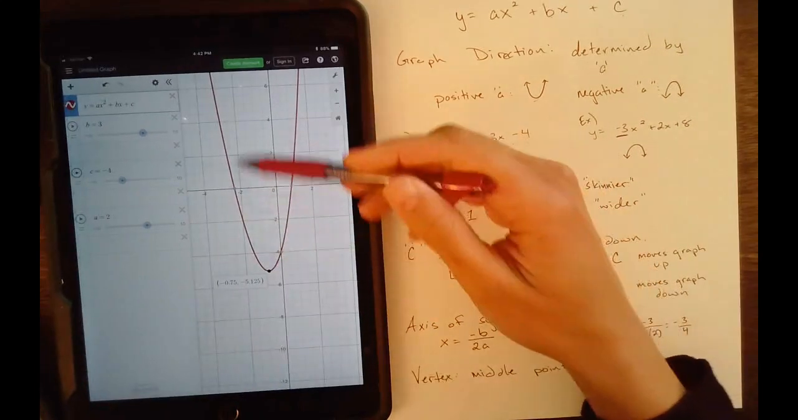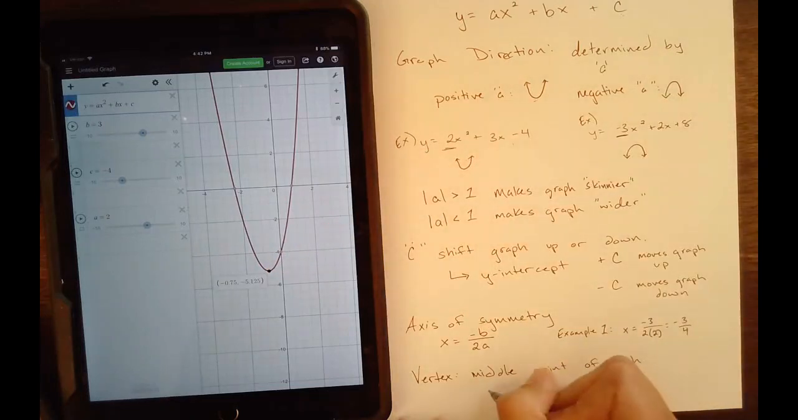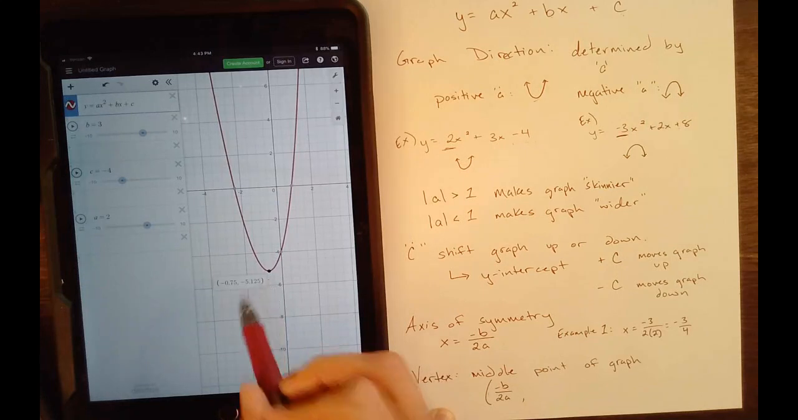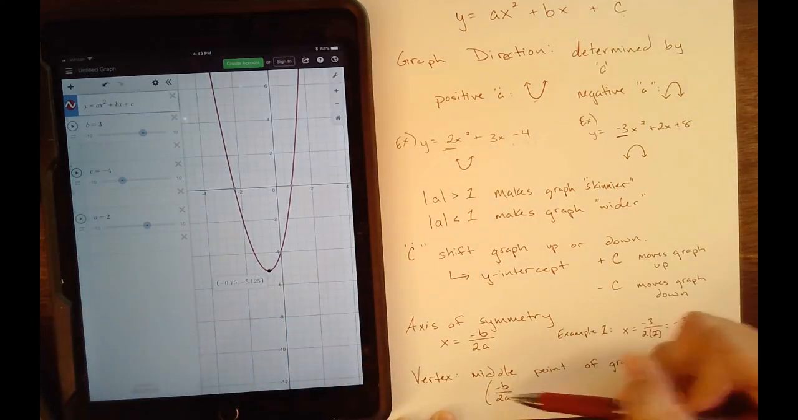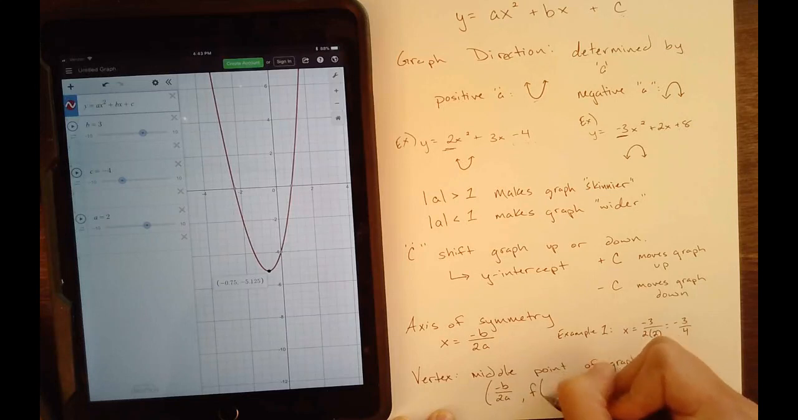And then to find your y value, well, this is a function, so you would take the x value you get here, -3/4, and plug that back into our function, so we'll call it f of negative b over 2a. So this is the x value from our axis of symmetry, and this is what you get when you plug that number back into the equation.